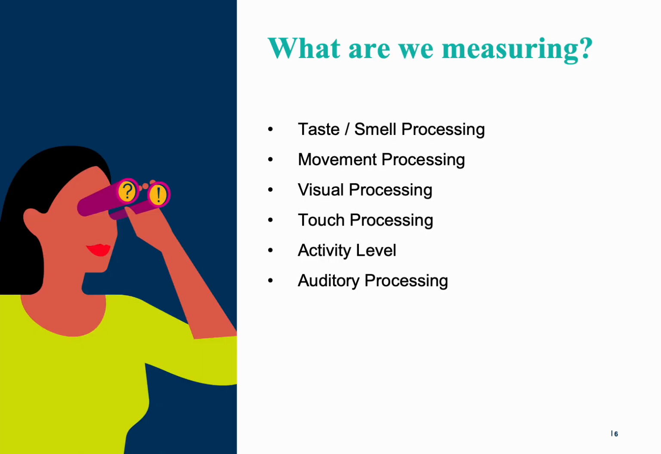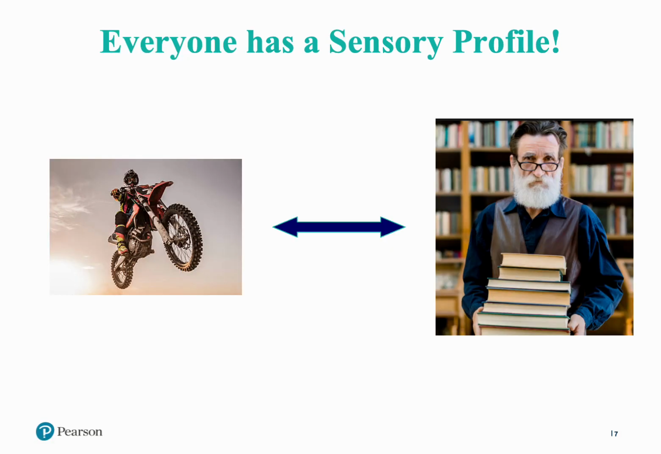It measures all of the senses, i.e. taste, movement, visual processing, touch processing, activity level, and auditory processing. It's really important to note that everybody has a sensory profile, including yourselves, and everyone sits along a continuum. So the great thing about Winnie Dunn is she sees sensory processing from a strengths-based approach. It's not observed as a dysfunction, and so she likes to emphasize that everyone will sit along that continuum somewhere.